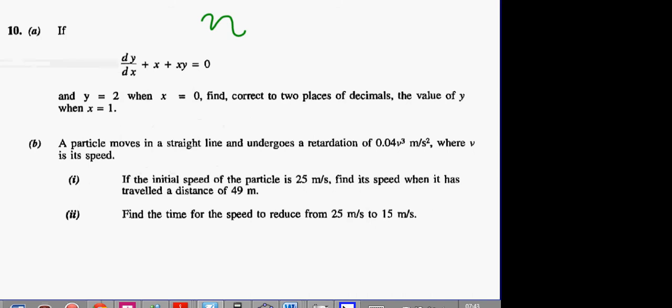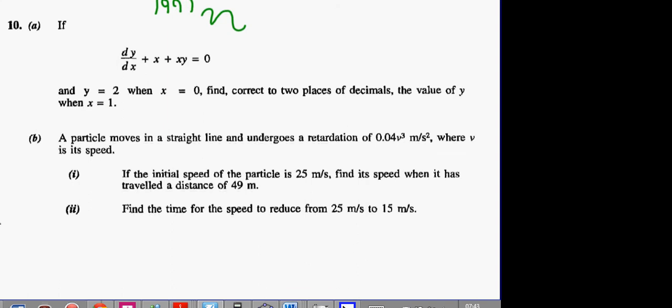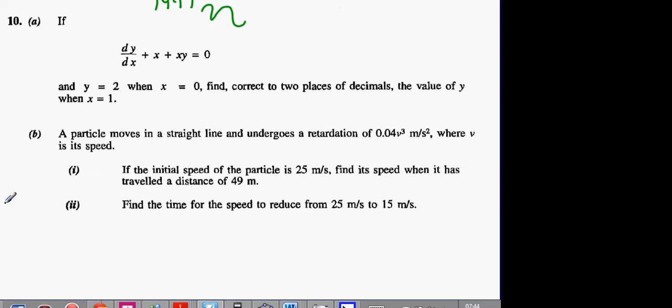Okay, this is 1997, differential equations 10a. Okay, so what it says is: if dy/dx plus xy equals 0, and y equals 2 when x equals 0, find, correct to two decimal places, the value of y when x equals 1.